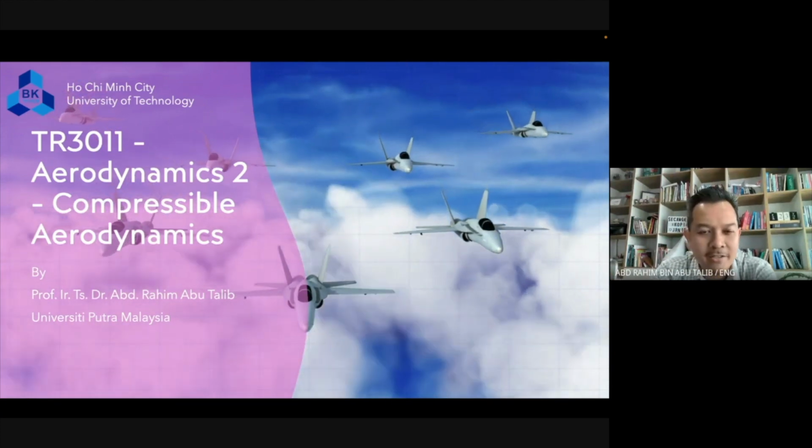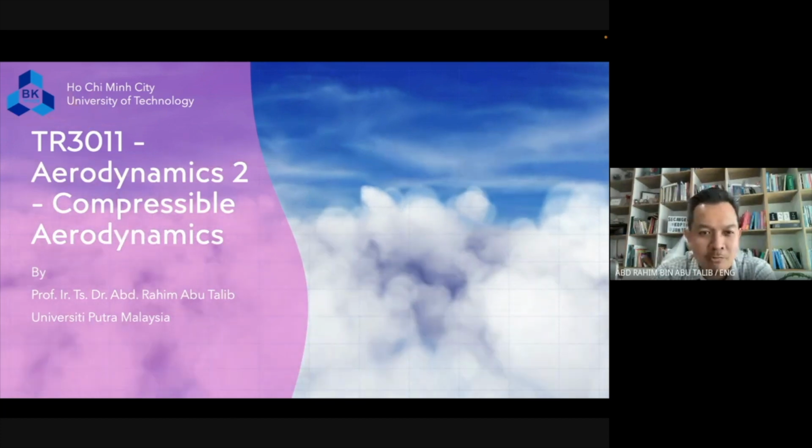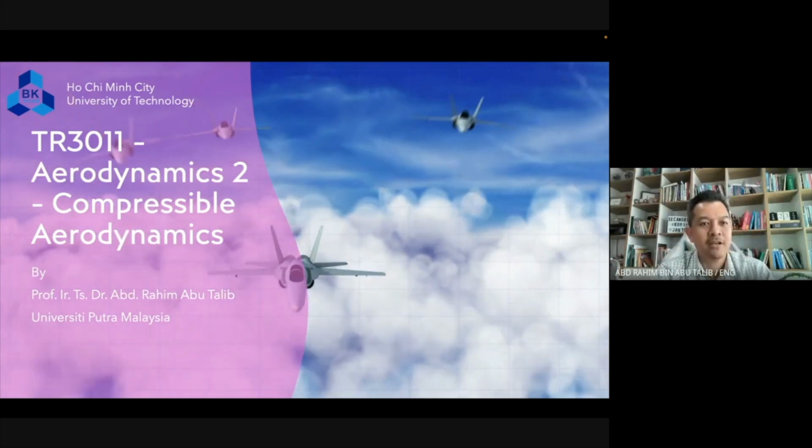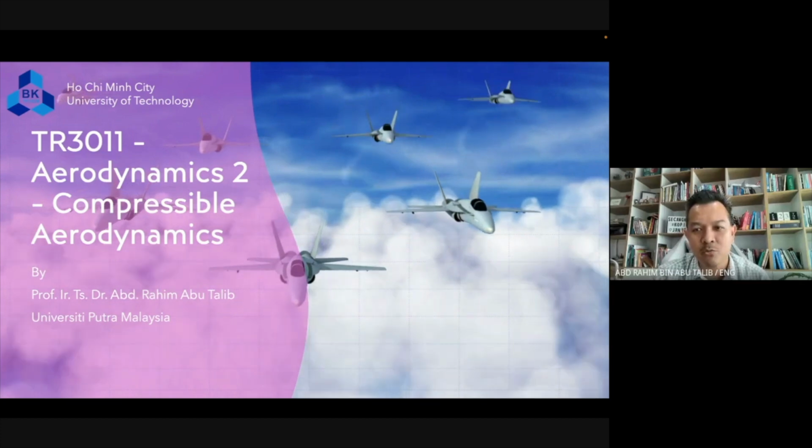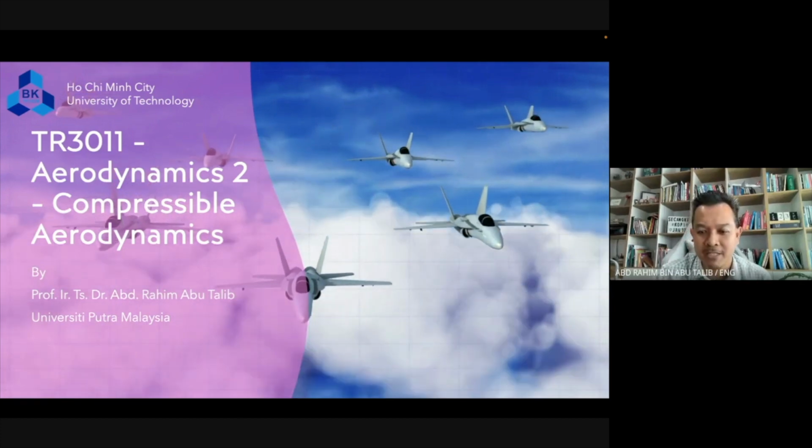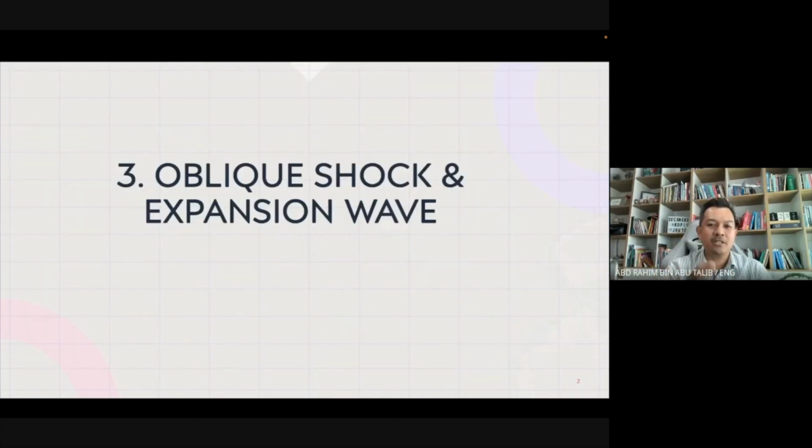This is lecture number 6 from our course TR3011 Aerodynamics 2, Compressible Aerodynamics. This is basically the third topic for our compressible aerodynamics subject. The third topic is called oblique shock and expansion wave.